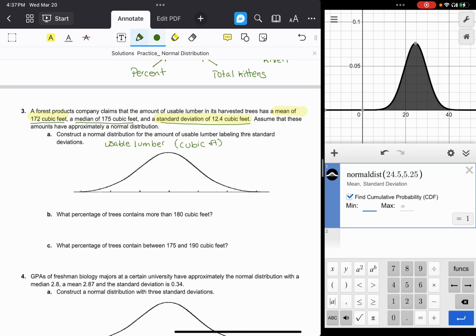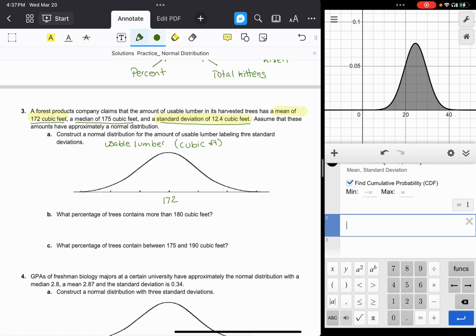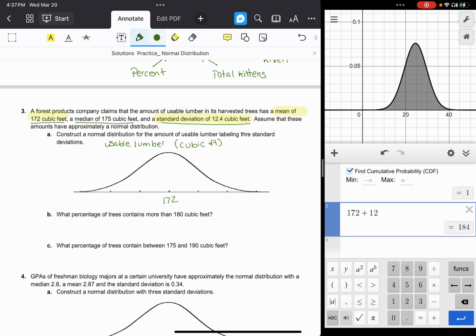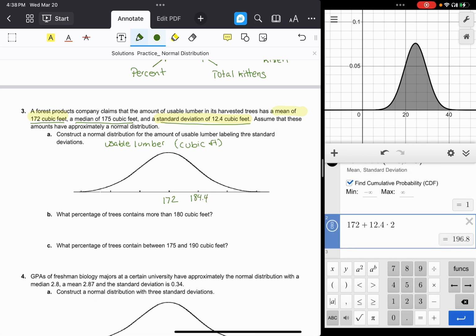All right, in the middle, we have our mean, so that's 172, and then we're going to be adding one standard deviation to go above and subtracting to go below. So 172 plus 12.4 gets us our next data point of 184.4 cubic feet. Times it by 2 to get two standard deviations above, 196.8, and then one more to get a nice 3 standard deviations. That's pretty much all of our data.